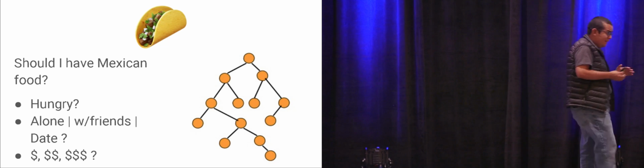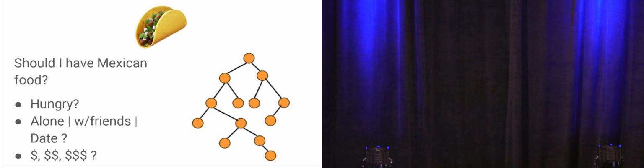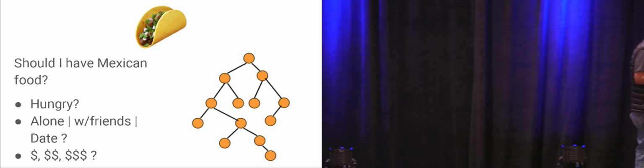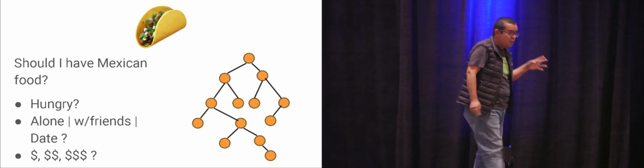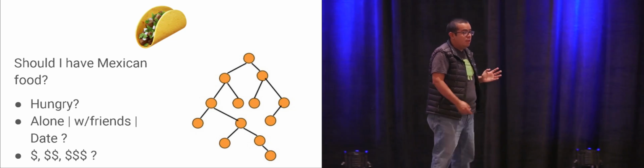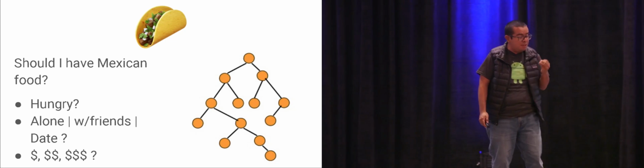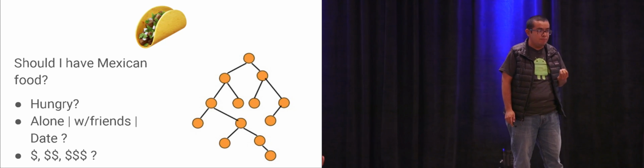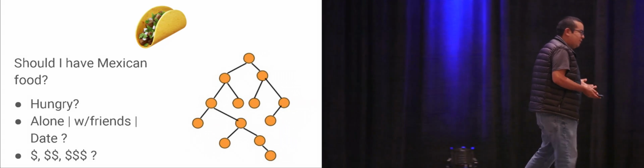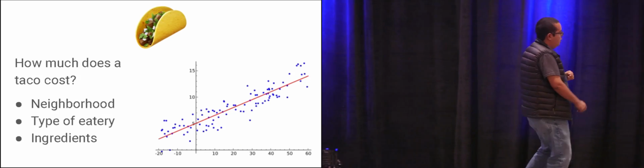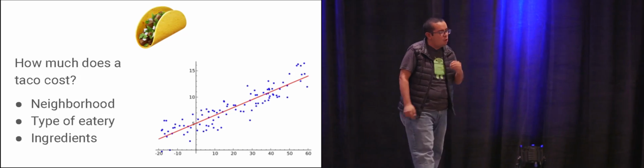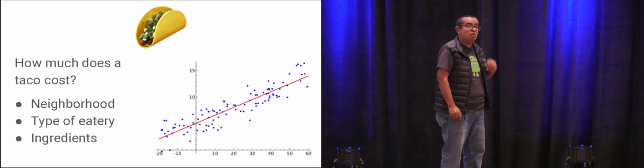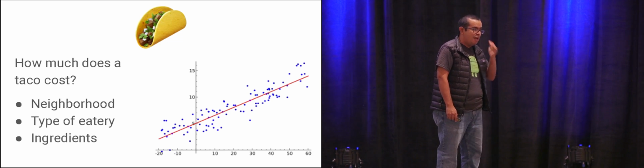With a decision tree, we have classification. In this case, we're deciding, should I get the tacos or not? This is one of the simplest approaches to machine learning. But it's not the only one. What if I would like to know how much a taco costs? And the same applies with other kinds of food.